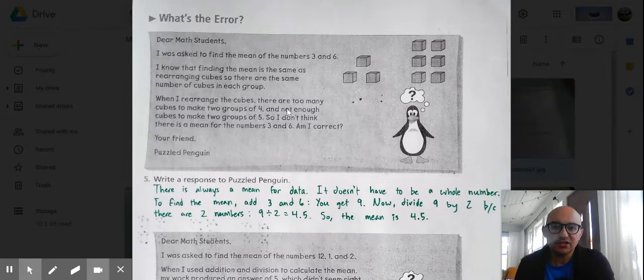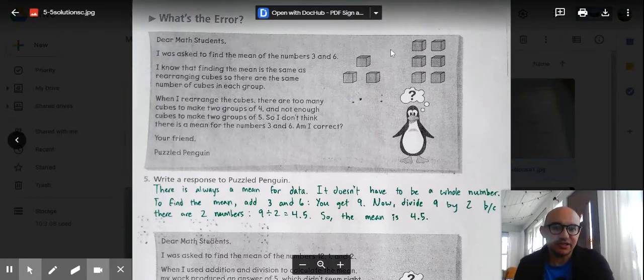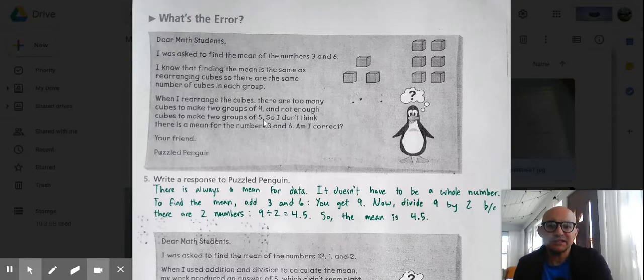So he rearranges the cubes, but there are too many cubes to make 2 groups of 4, and not enough cubes to make 2 groups of 5. That makes sense, right? We can sort of visualize that. If you want to, take your pencil and draw your arrows so that blocks are going back and forth. I don't think there's a mean. This is his conclusion. So I don't think that there is a mean for the numbers 3 and 6. Am I correct?